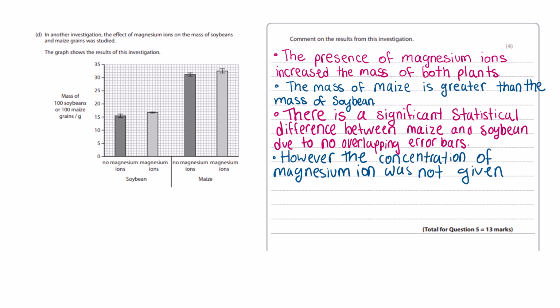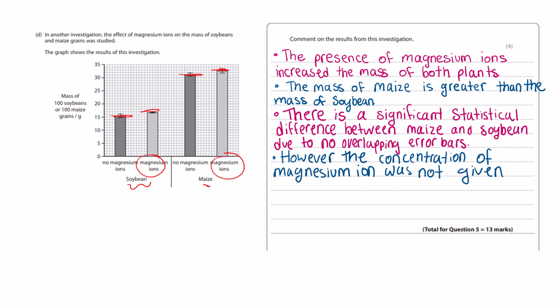Okay, so the first point is the presence of magnesium ions increased the mass of both plants. As you can see here on the diagram, the presence of magnesium ions, which is over here and over here, is higher than the one with no magnesium. Even though for the soybean, it's not that much higher. Same thing for the maize. However, the error bars do not overlap, which indicates statistical significance.